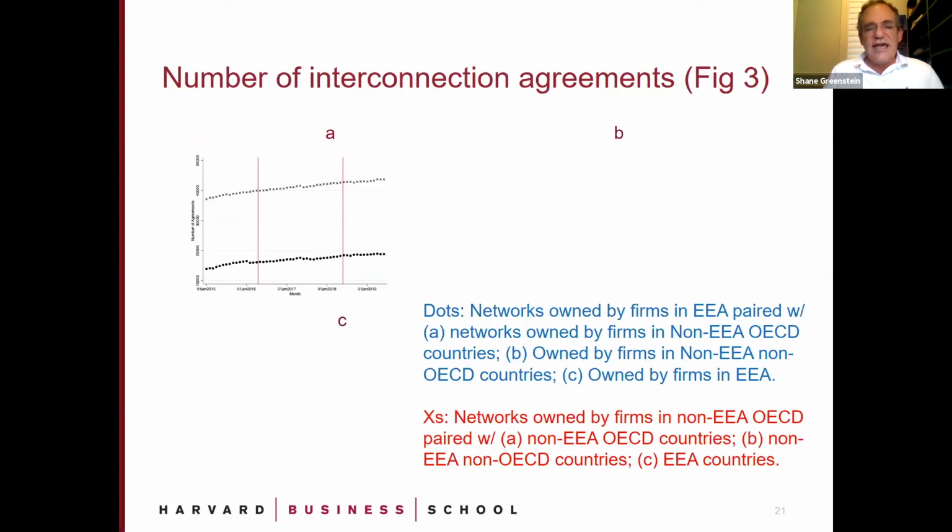And A is the number of agreements with networks owned by countries not in the European area, but are part of OECD. Okay, and what you will observe is they're both growing. The two red lines are the dates in which GDPR was passed and then implemented, from left to right.